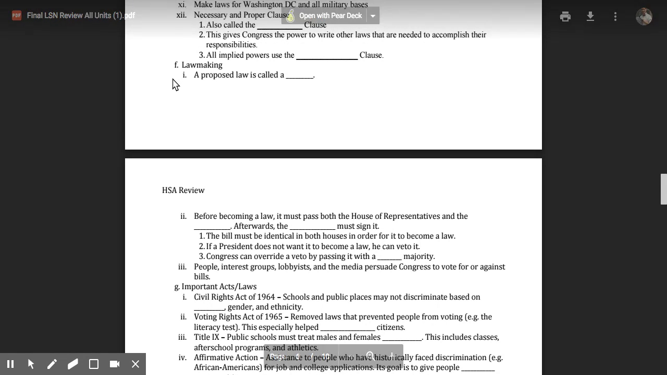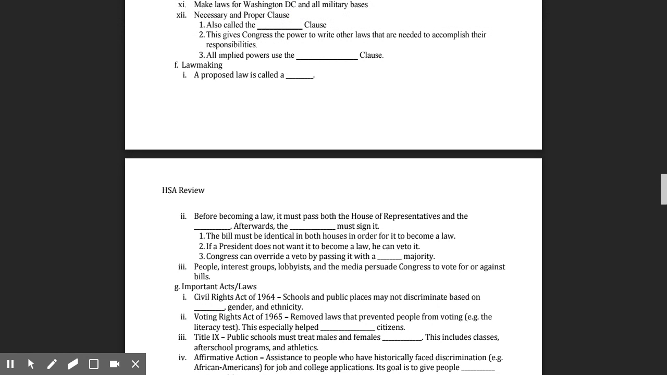A proposed law is called a bill. Before becoming a law, it must pass both the House of Representatives and the Senate. Afterwards, the President must sign it. The bill must be identical in both houses in order for it to become a law. If the President does not want it to become a law, he or she can veto it, and Congress can override a veto by passing it with a 2/3 majority. People, interest groups, lobbyists, and the media persuade Congress to vote for or against bills.